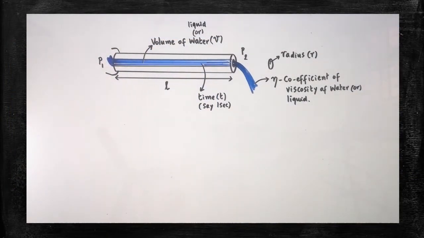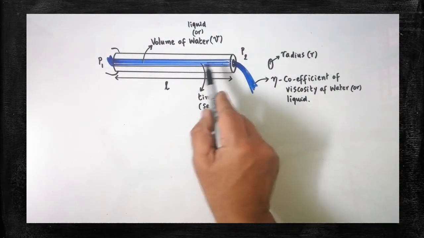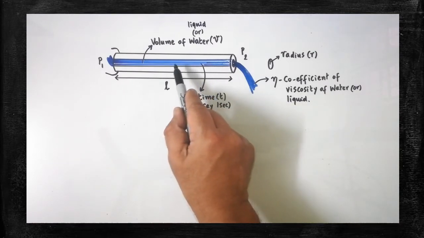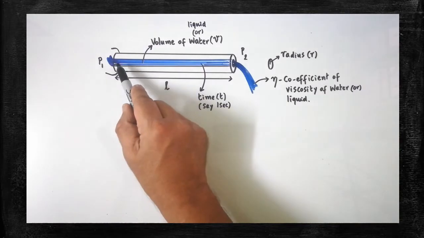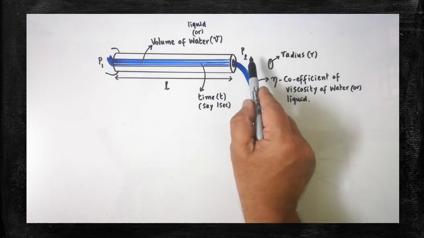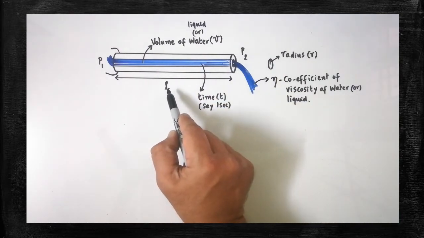Now we are going to derive Poiseuille's equation by using dimensional analysis. Look at the diagram here. I have taken a capillary tube through which a liquid is flowing from one end to another end. The pressure at one end is P1, the pressure at the other end is P2. The total length of the pipe is taken as L.